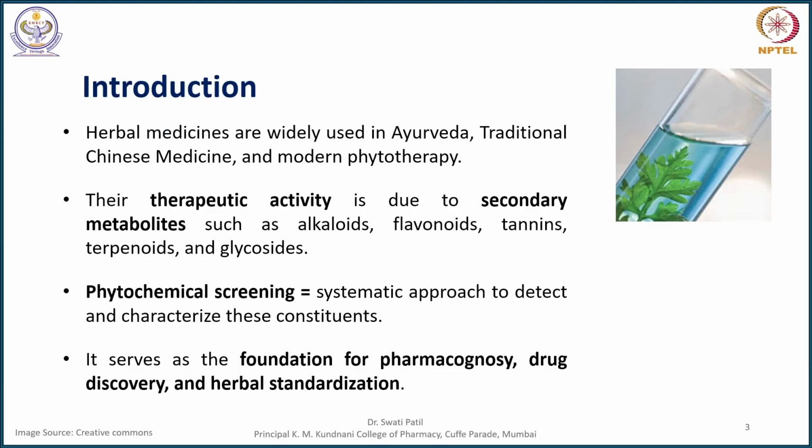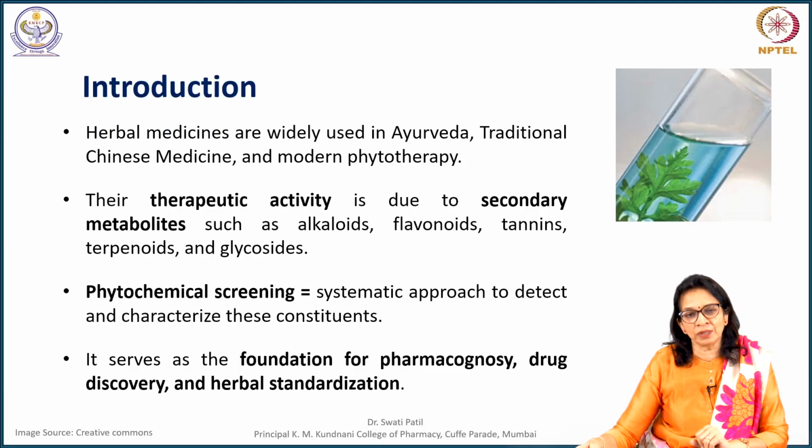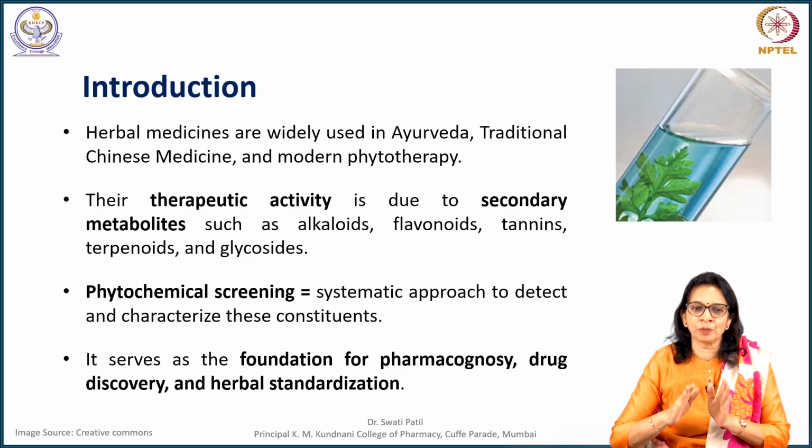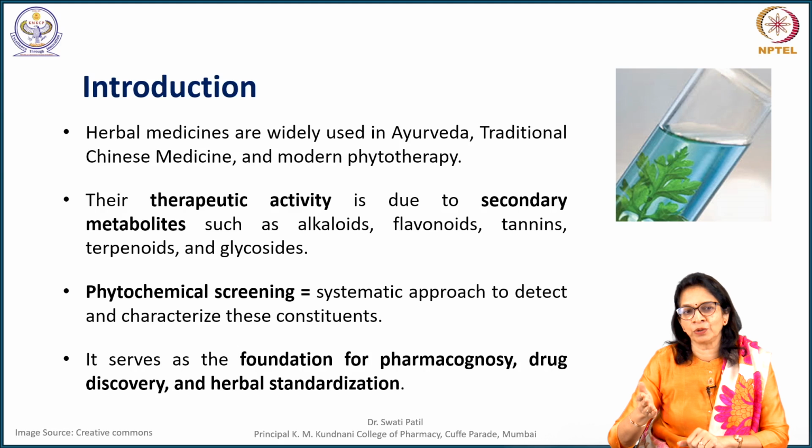Herbal medicines are used widely in Ayurveda. We looked at different traditional Ayurvedic preparations. The traditional Chinese medicine uses herbs, and the modern phytotherapy also has a lot of herbals now included in their system of medicines. The therapeutic activity is due to the secondary metabolites such as alkaloids, flavonoids, tannins, terpenoids and glycosides, and all these constituents are responsible for the therapeutic activity of the herbs.